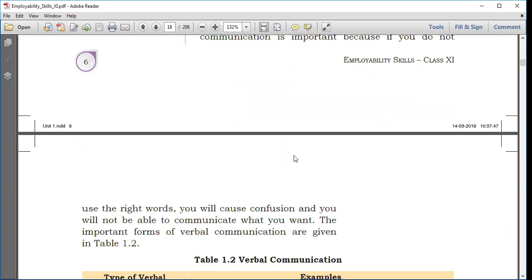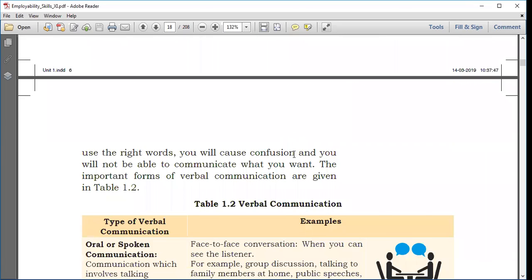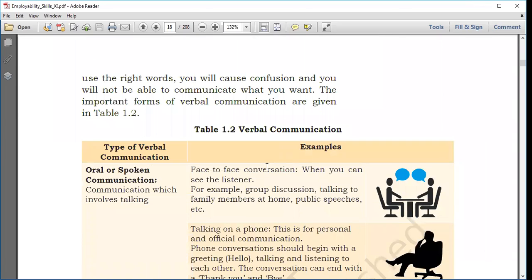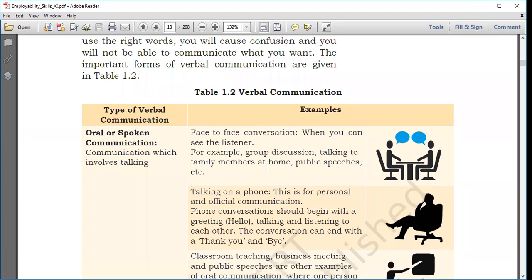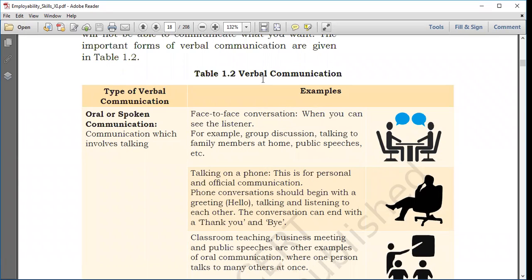Verbal communication is important because if you do not use the right words, you will cause confusion and you will not be able to communicate whatever you want, right? So words should be correct, your grammar should be correct, right? And the spelling should be correct. अब verbal में भी आगे further types हैं. Types of verbal में one is oral or spoken communication, right? This is the communication which involves talking, where you talk to somebody, right?